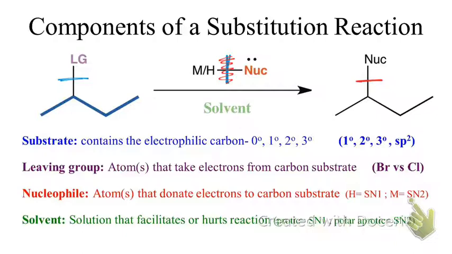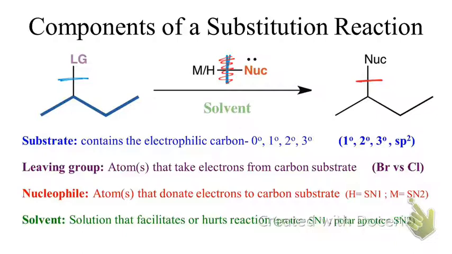When we look at a mechanism, we can break it down into the individual components. You've got your substrate, shown in blue there. That's going to contain your electrophilic carbon, and you'll notice the leaving group is also a part of that structure. We want some kind of classification for our substrates, which is where you get primary, secondary, tertiary. We'll talk about those in just a second. The next part is your leaving group, the atom that needs to take the electrons away from carbon. In your experiment today, it's going to be bromine or chlorine, or bromide or chloride.